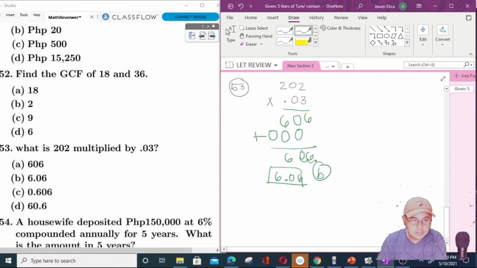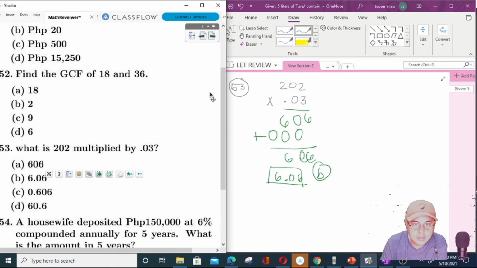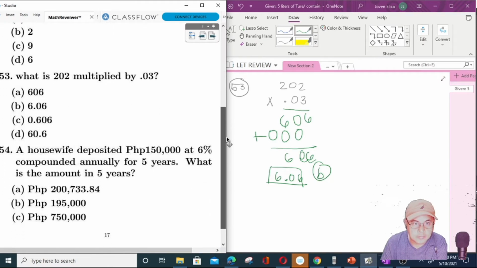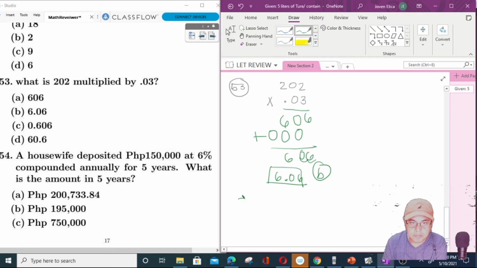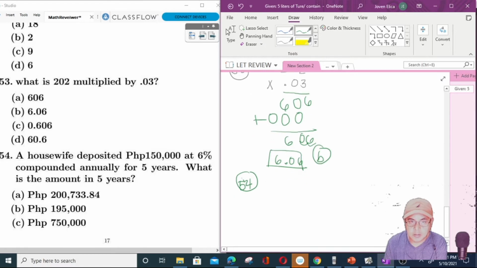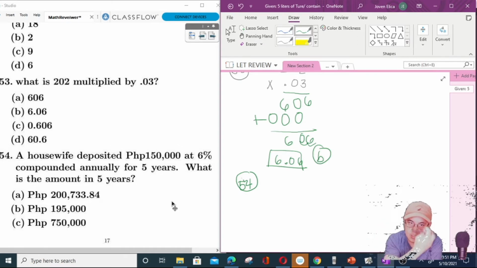Right, so number 54. We are now in number 54. Number 54, a housewife deposited 150,000 at 6% compounded annually for 5 years. What is the amount in 5 years?